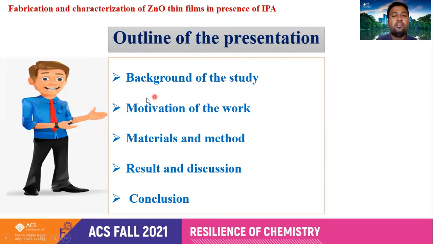Outline of the presentation. I will try to explain the background of the study, motivation of the work, materials and method, results and discussion, and finally conclusion.